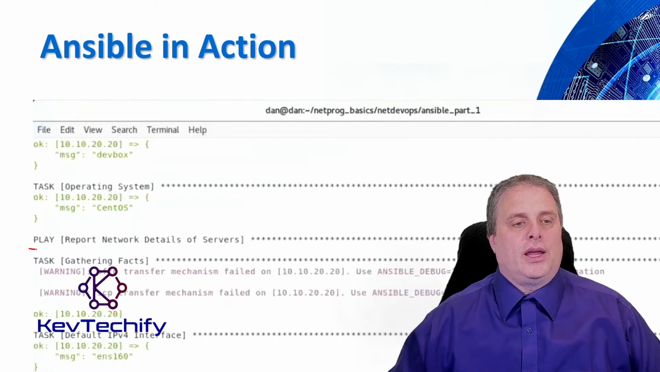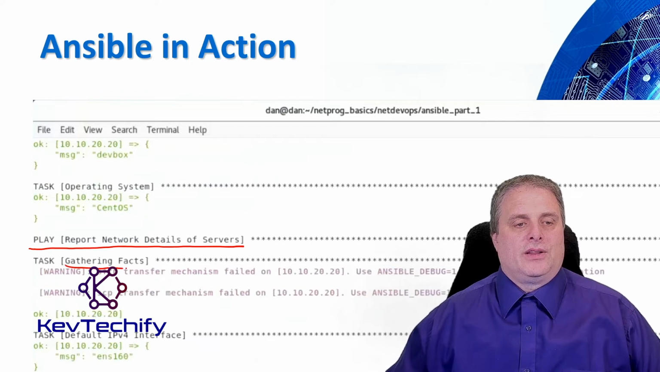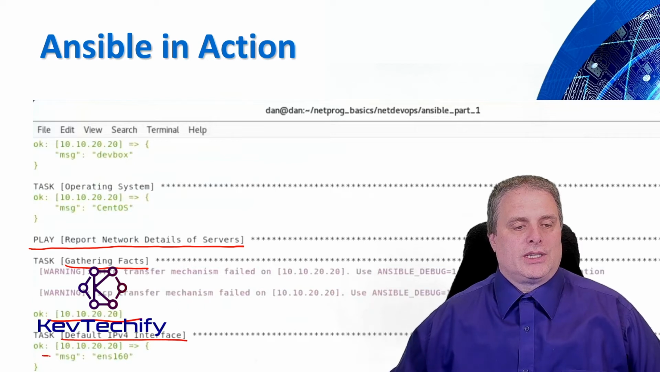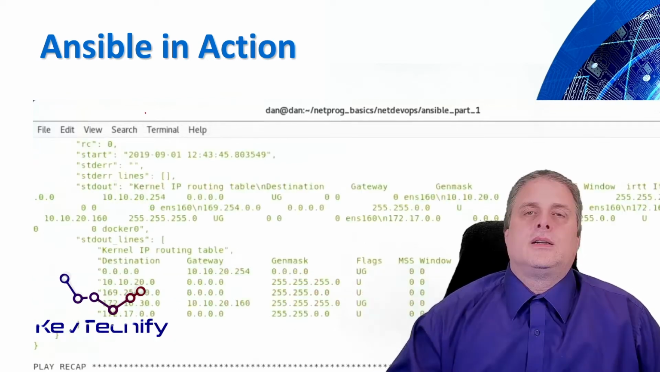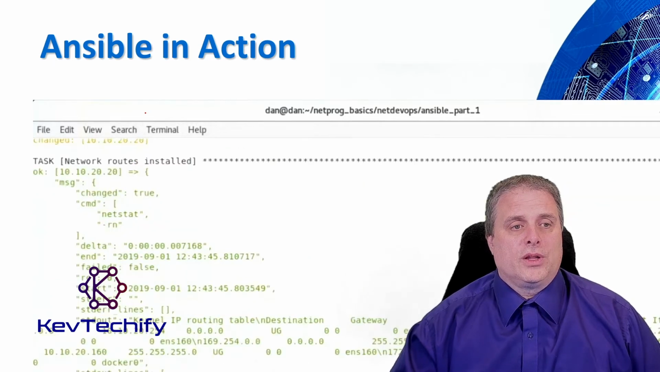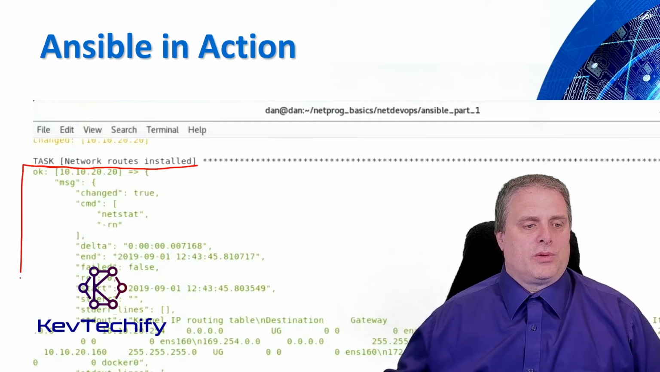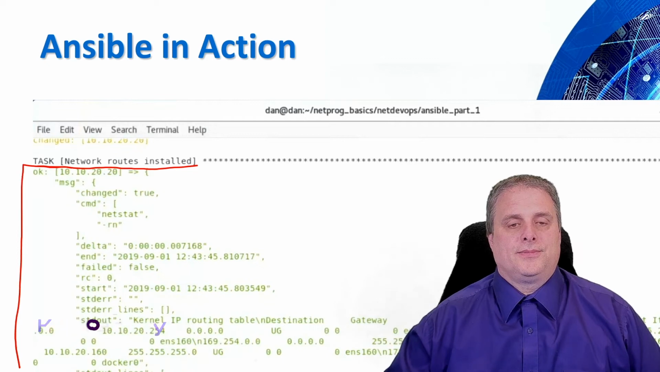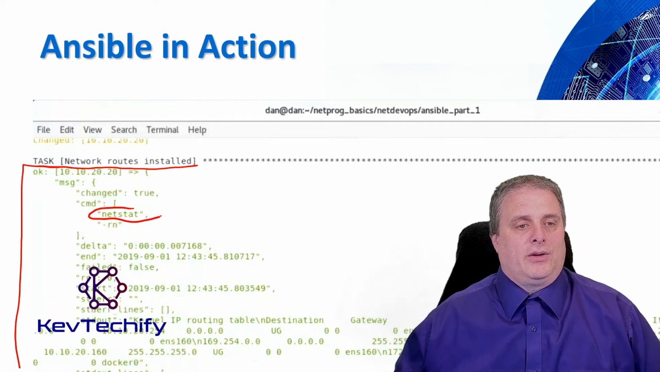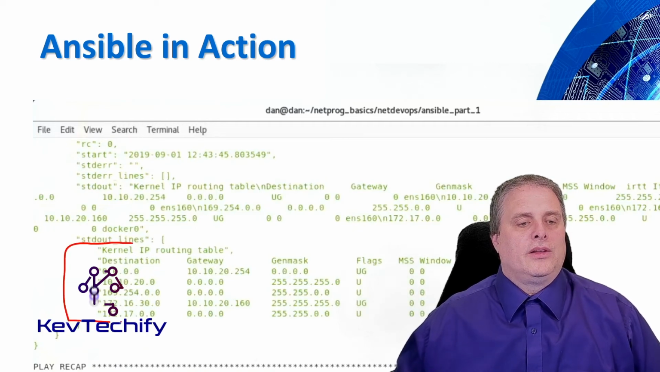Now we start the second play in the playbook, report network details of the servers. First task is gathering the facts, which is the IP address. Next one is the default interface, which says it's ENS160. The next task was to retrieve the routes. If we scroll up a little here, we can see that the task where we're retrieving the routes, all of the information about the routes on that server is listed out here. You can see that it ran the netstat command right here with the argument of -rn for the route numbers. And here is the routing table on the device.